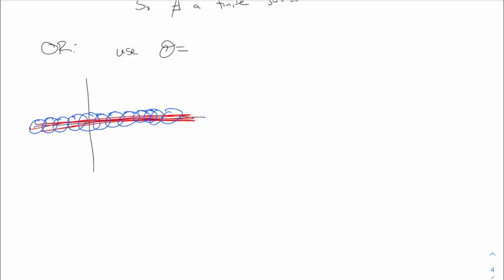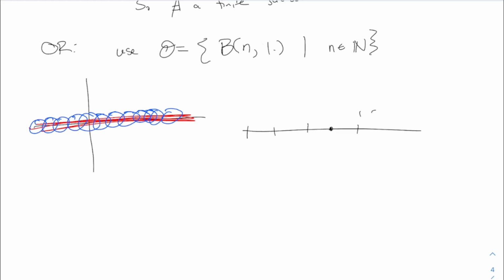So in this case, the balls that I'm using would be the ball around n of radius, I think you have to use 2 or something like that. No, you can use 1. You don't need 2. Whatever, you can use 2 if you want to. The ball around each number of radius 1. If these are the numbers 1, 2, 3, I'm talking about this ball, this ball, this ball, and so on. That covers the entire x-axis, and it has no finite subcover.